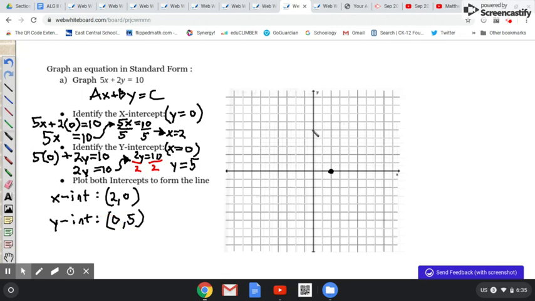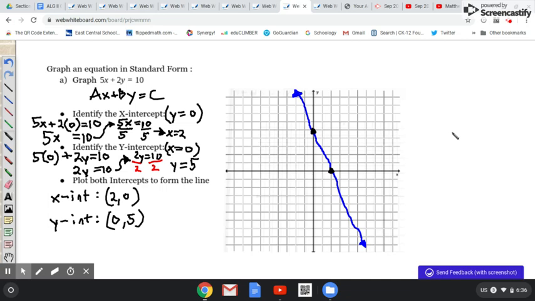Start at 0, up 5, and there's our y-intercept. Now this line isn't as detailed as the slope-intercept lines, but we have the minimum required number of points to graph a line. The minimum number of points is 2. If we have 2 points, I can connect them, and we're going out this way. I'm going to put an arrowhead on the end, and we go up here, and there's our line. I can use both intercepts to graph a line in standard form.